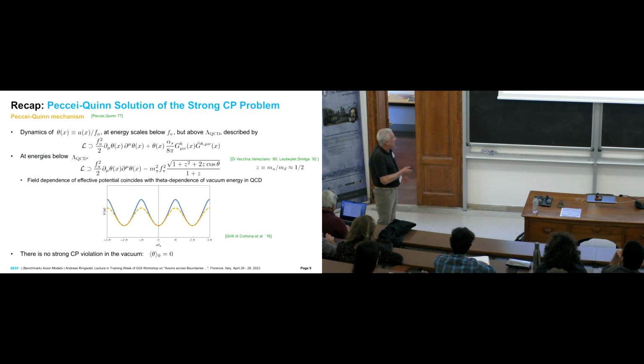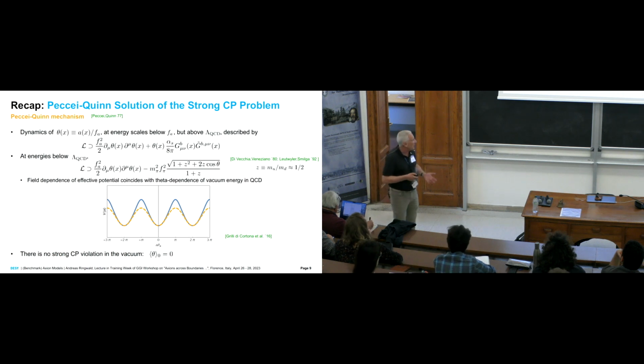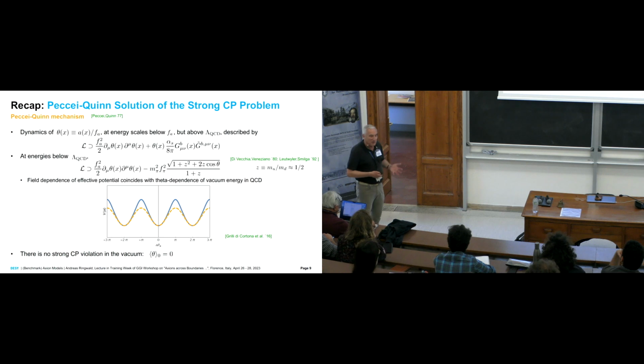But this understanding came later. Peccei and Quinn was in 77, so this investigation came a few years later, but it explained, so to say, why this Peccei-Quinn mechanism is working so nicely.